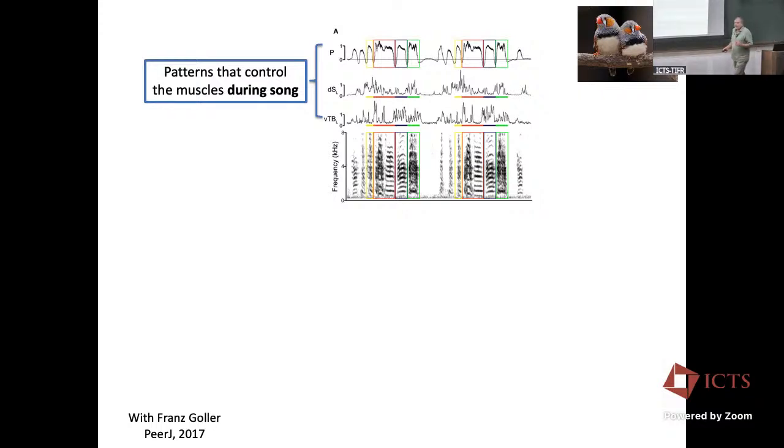So, as I was telling you before, during all those years, what we were doing simultaneously was trying to unveil the biomechanics of this process. So we were measuring the pressure and the tension of different syringeal masses together with the song, trying to see how these patterns of activity would be responsible for the specific acoustic features of the song.